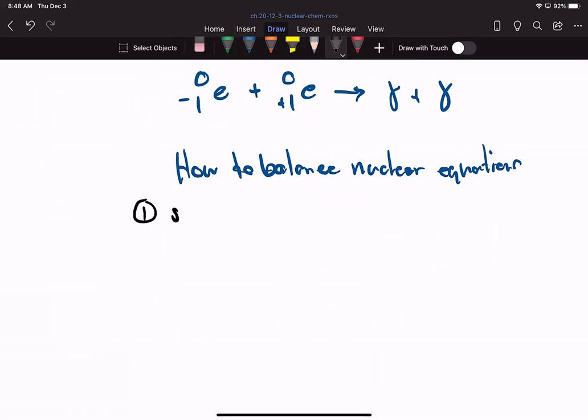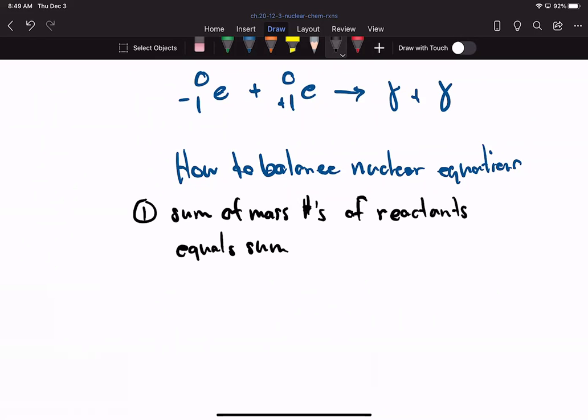When we balance nuclear equations, we write the sum of the mass numbers of the reactants has to equal the sum of the mass numbers of the products, right? Law of conservation of mass. Whatever mass we start with, we have to have the same mass that we end with.